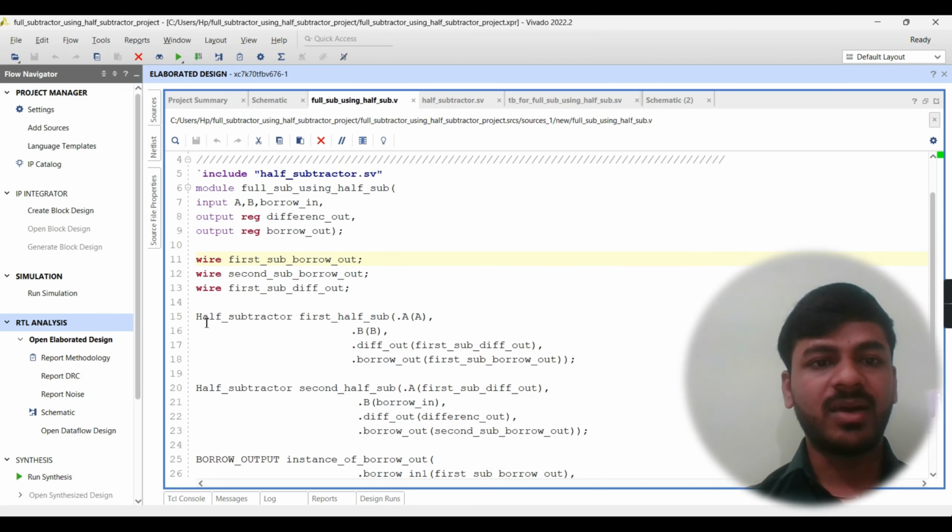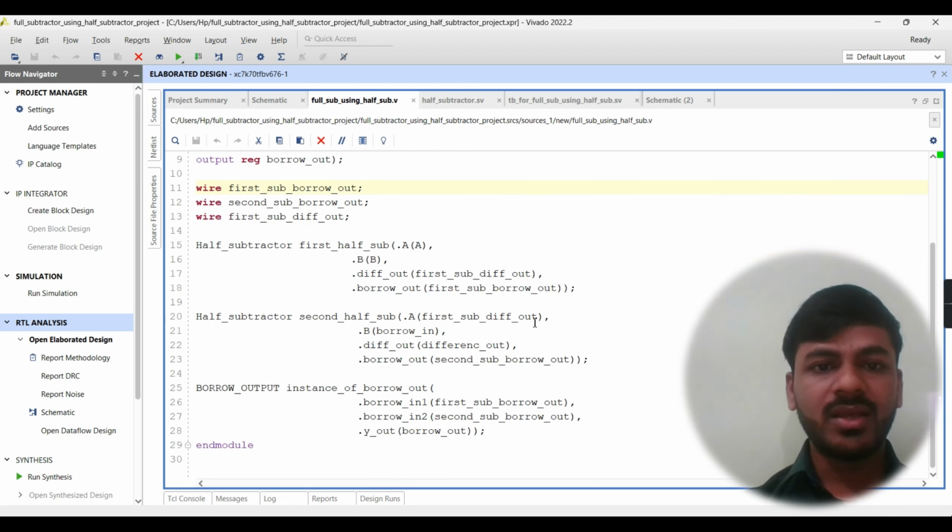Now you can check, this is the first instantiation of the first subtractor, that is half subtractor, the first half subtraction instantiation name. Now I'm assigning the first two inputs, that is A and B, to the first half subtractor, and I'm getting the difference out output into first subtraction difference out. In this wire I'm getting output from the first half subtractor, and the borrow out I'm getting into first subtraction borrow out.